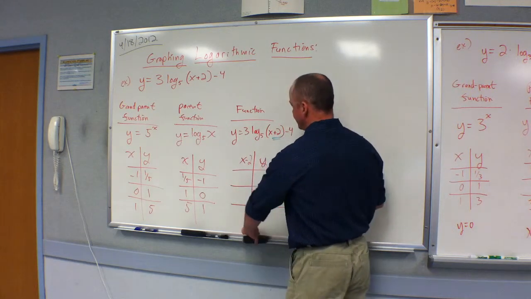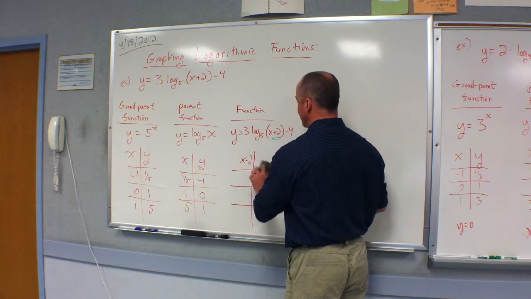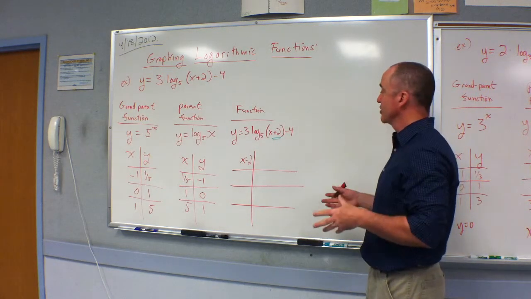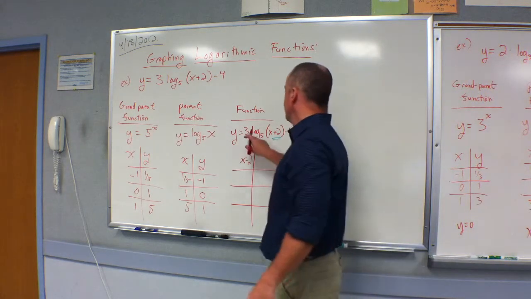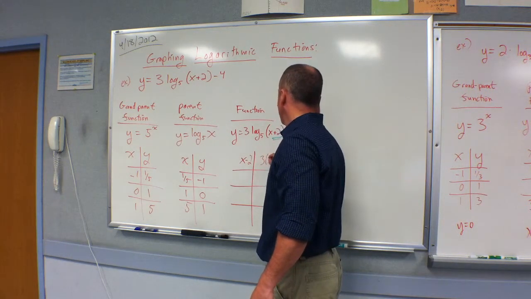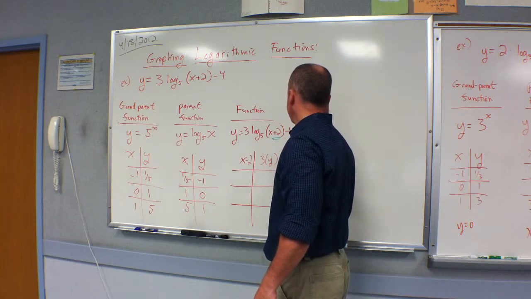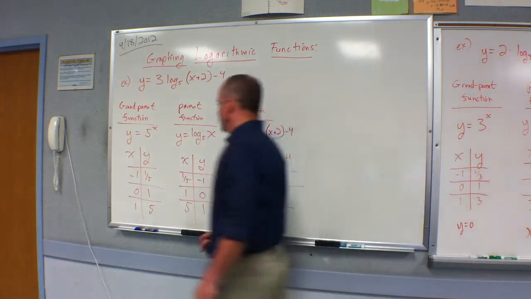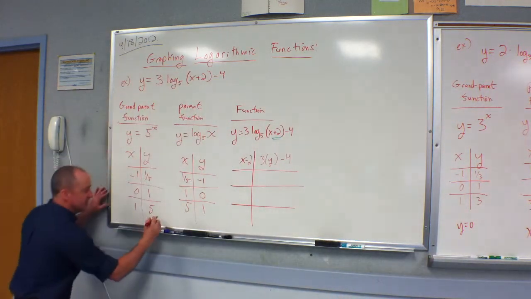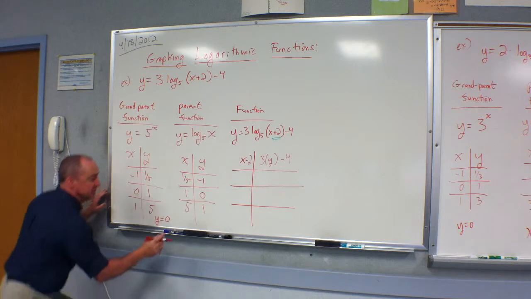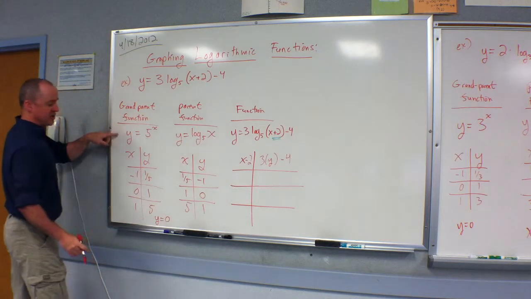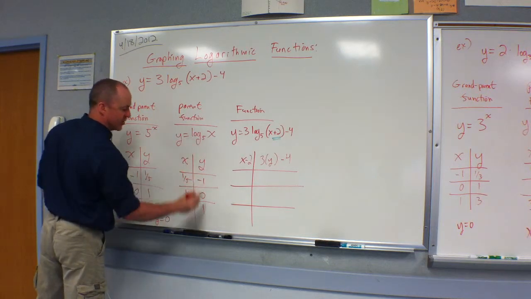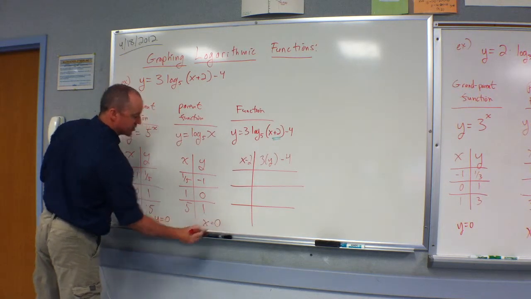Okay, now the y's. Everything else goes to the y's. If it's not in there with the x, we ignore it. So we're going to multiply the y's by 3, and we're going to subtract 4 from them. The asymptote on this one is y equals 0. That's on our exponential function. It's horizontal. The asymptote on the parent function, our logarithmic function, is x equals 0 because we're switching everything.